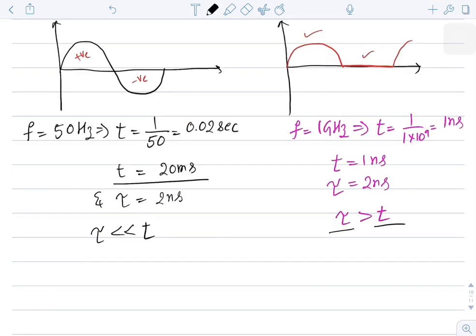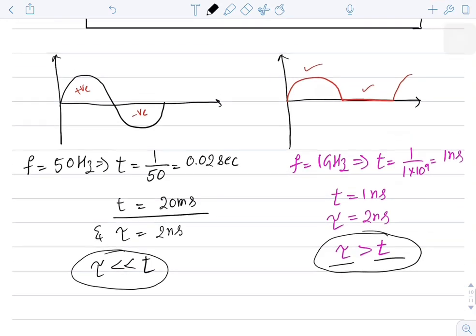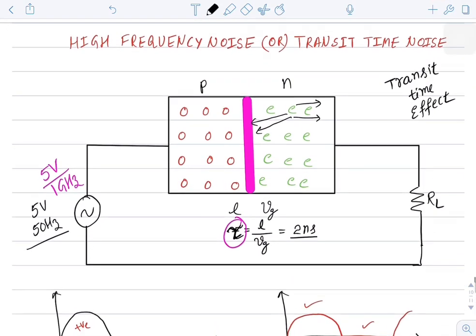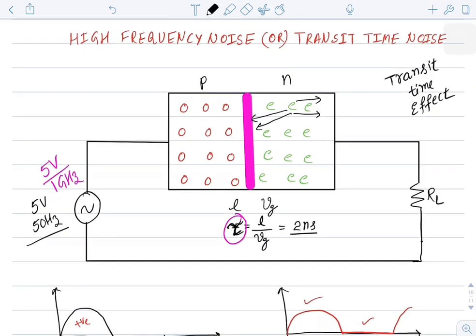That's why it is called high frequency noise. The key point is, if the transit time is less than the time period of the signal, the circuit is acting like a half wave rectifier. But if the transit time is greater than the time period of the signal, the circuit is not operating as we expected. And this type of noise, we call transit time noise.